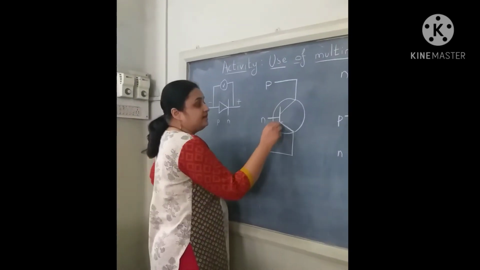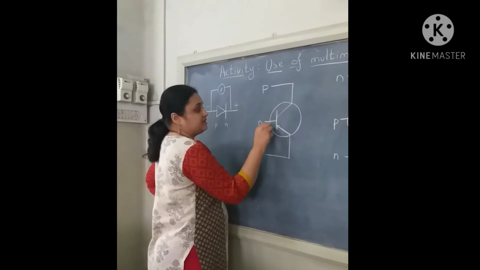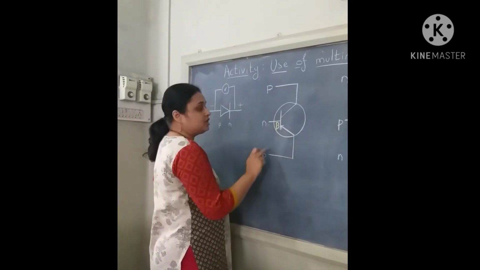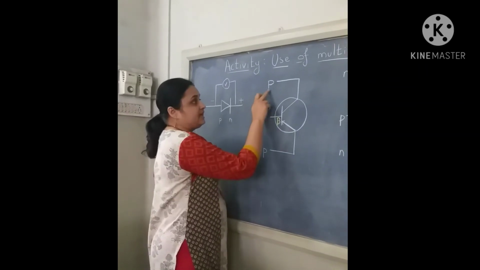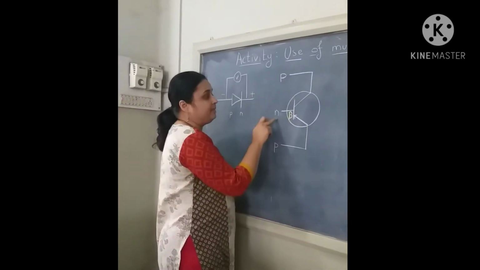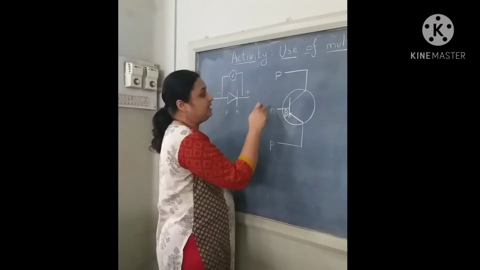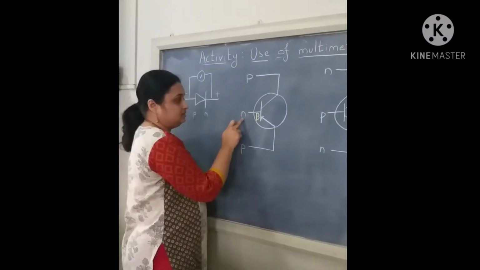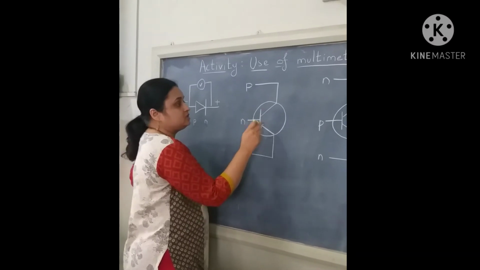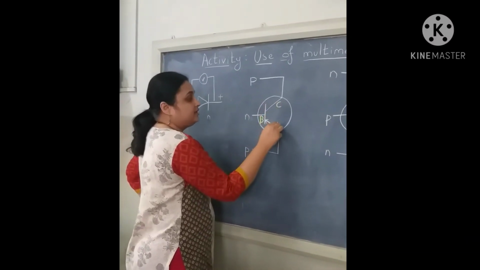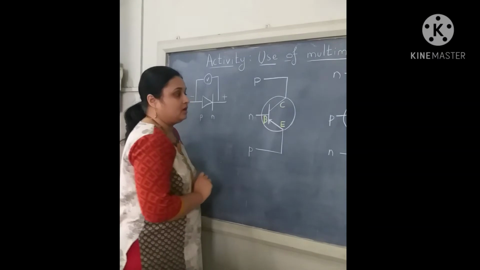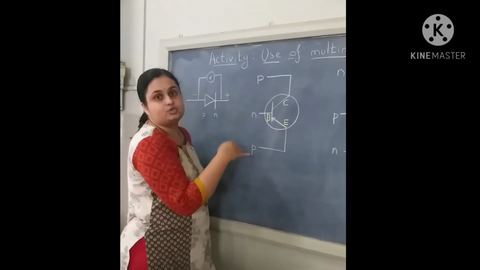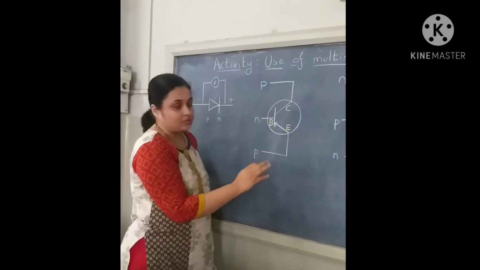This center one is called as the base. The other two junctions will have the same terminals, P and P, and the base is different. Here it is a PNP transistor. This base is N, and the other two regions, one is a collector and the other is the emitter. You will study what collector is, what emitter is in the theory part, right?